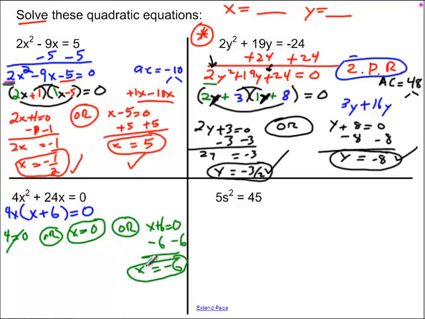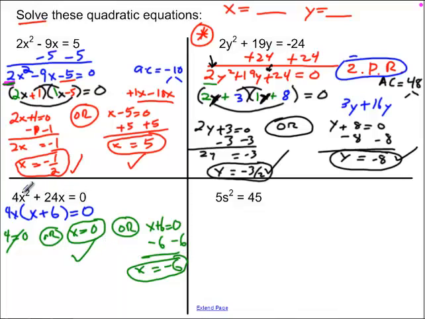So now we can go back and take these solutions, x equals 0 and x equals negative 6, and put them back in here and ask, does it make sense in the original equation? x equals 0: 4 times 0 squared is 0, plus 24 times 0 is 0. 0 equals 0, well, that works out.